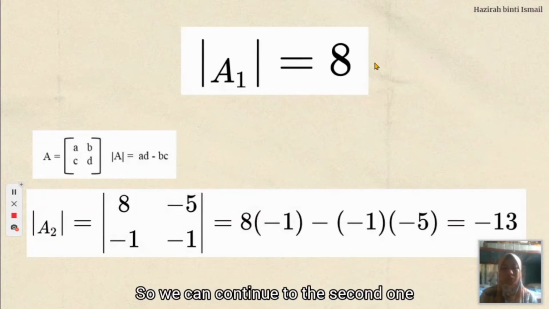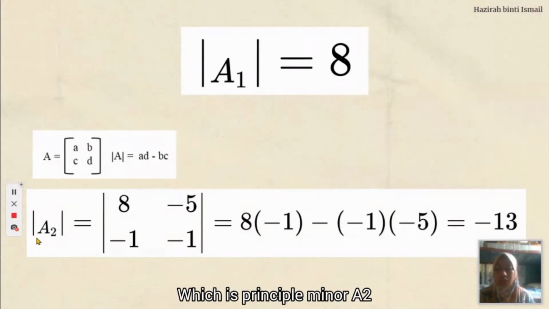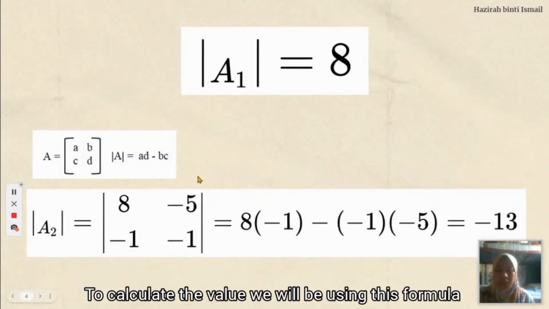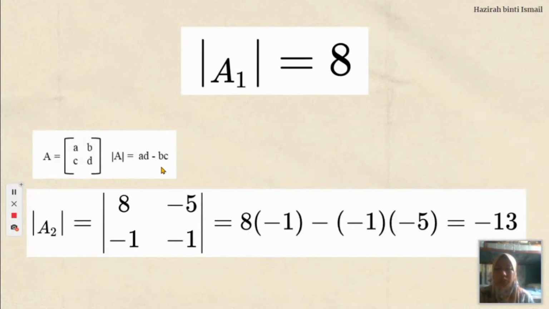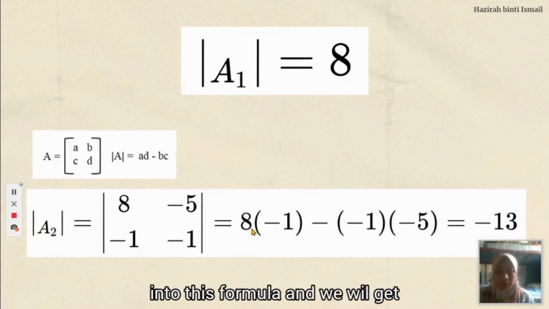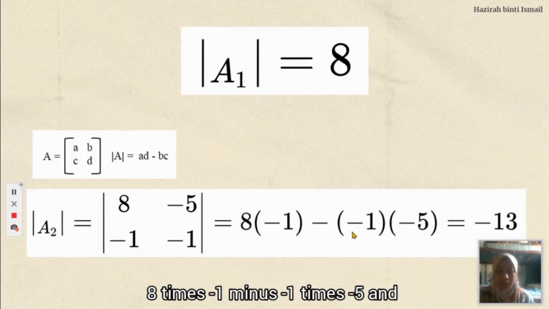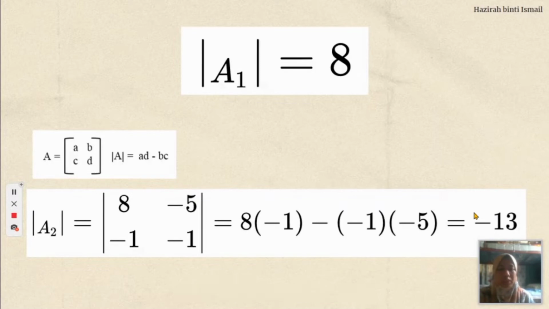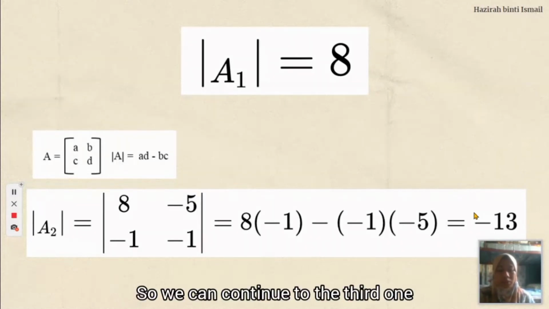So, we can continue to the second one, which is the absolute A2, principal minor A2. We will have 8, negative 5, negative 1, negative 1. To calculate the value, we will be using this formula. We put all the information into this formula and get 8 times negative 1 minus negative 1 times negative 5, and the answer will be negative 13. Negative 13 is not equal to 0, so this is non-zero. So we can continue to the third one.